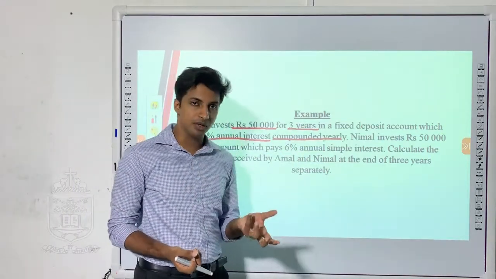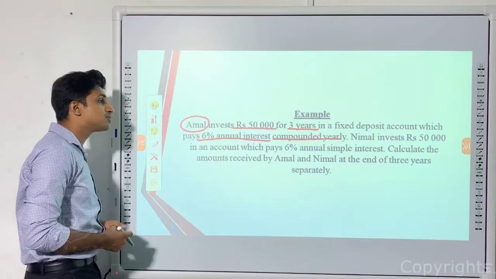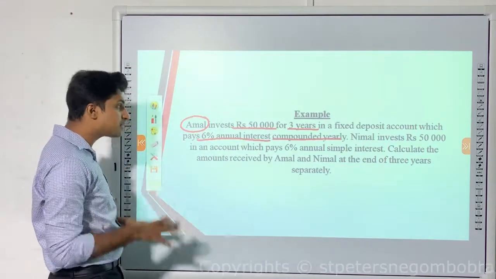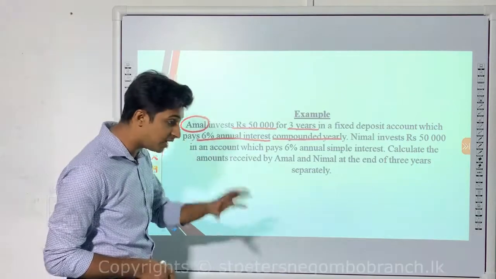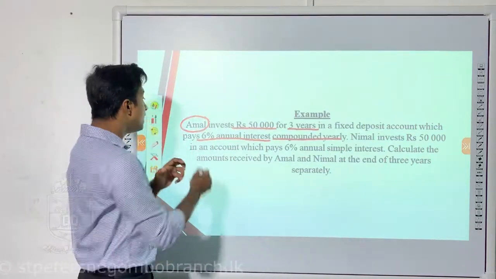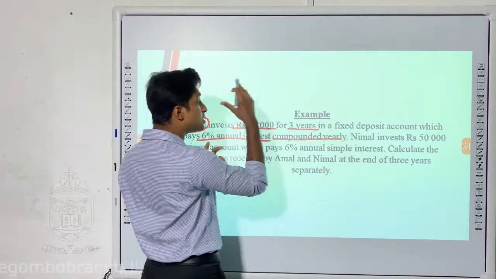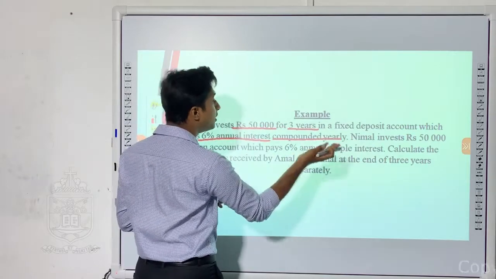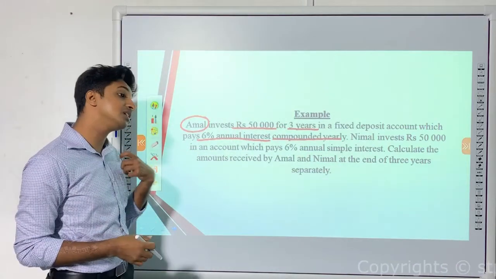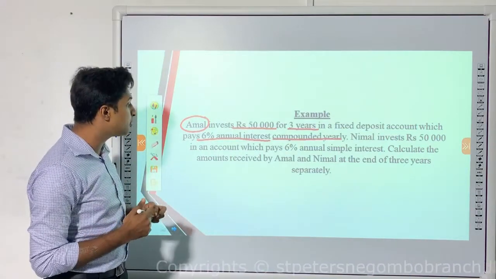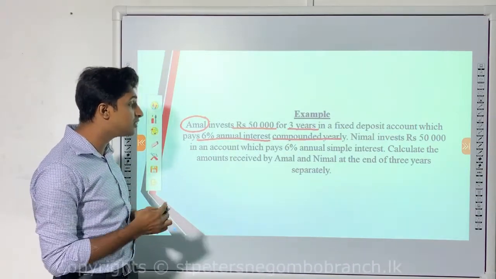That means compound interest. Nimal invests rupees 50,000, the same amount, in an account which pays 6% annual simple interest. Same percentage, same principal amount, but the difference is Amal invests in a bank which is giving him a compound interest account, and Nimal is investing in an account which is giving him a simple interest, right? So calculate the amounts received by Amal and Nimal at the end of the 3 years separately.